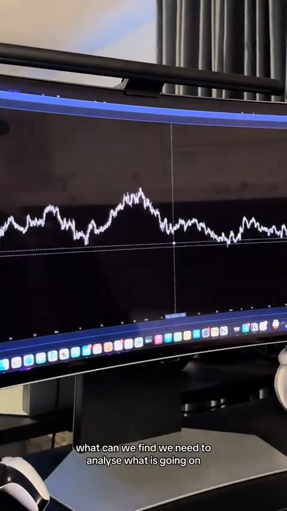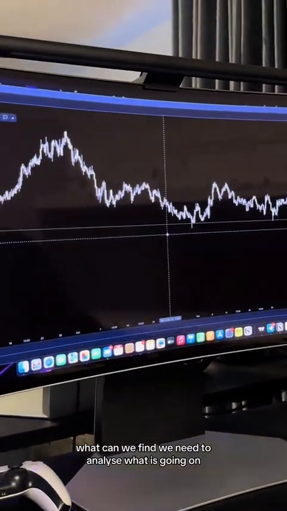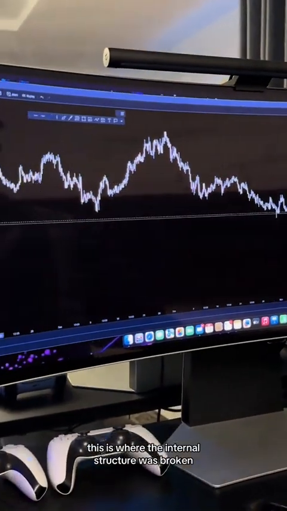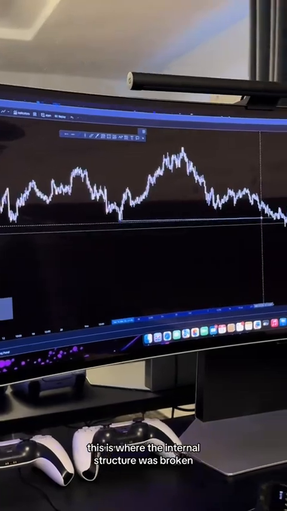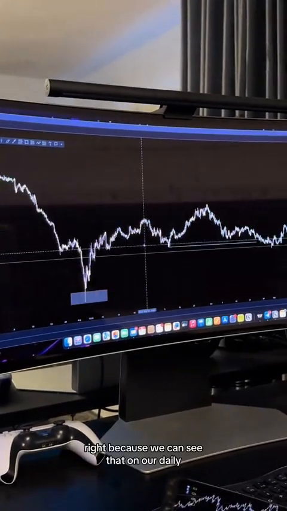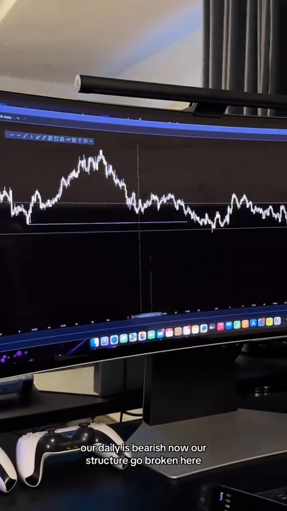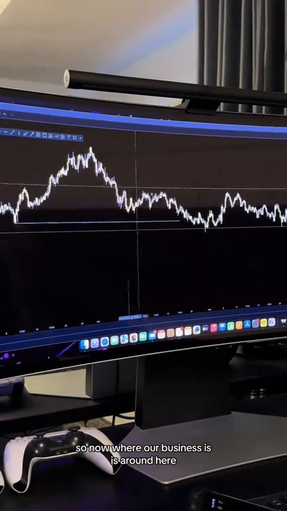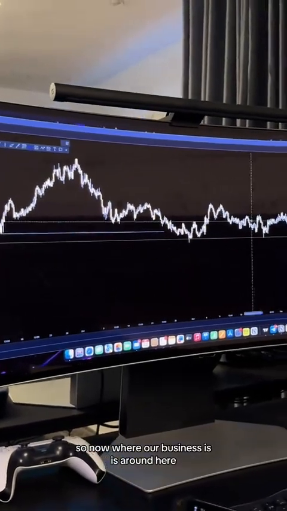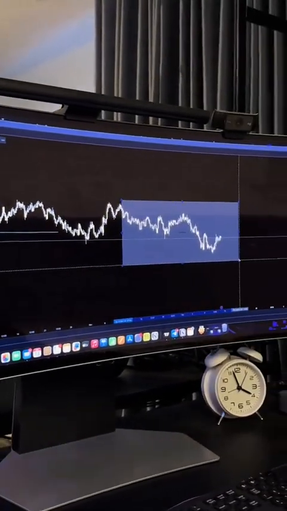After going to 4 hours, what can we find? We need to analyze what is going on. This is where the internal structure was broken, right? Because we can see that on our daily it is bearish. Now, our structure got broken here. So now, our business is around here.